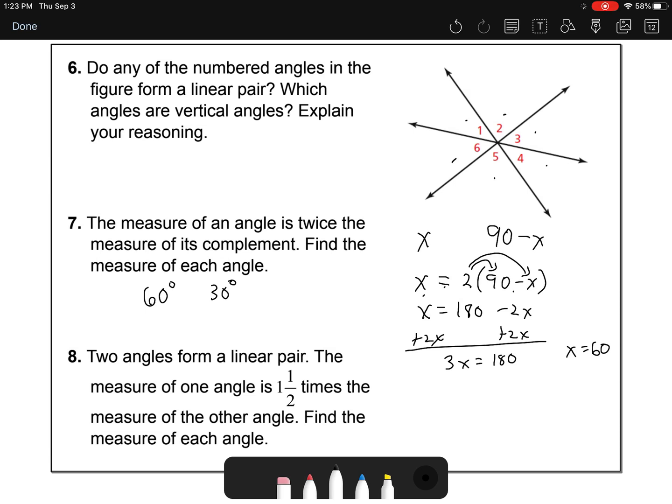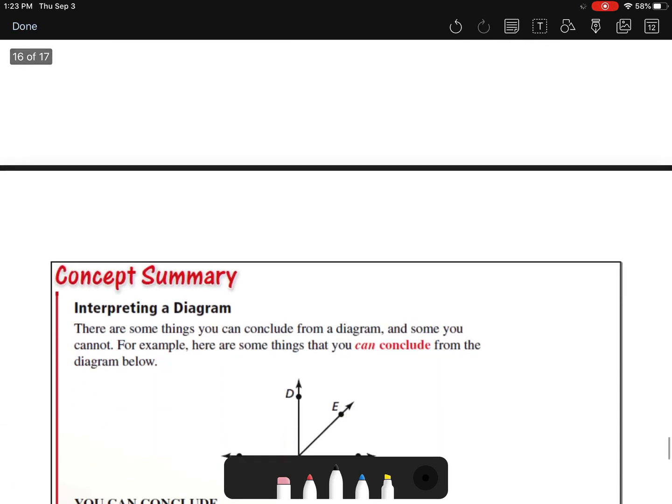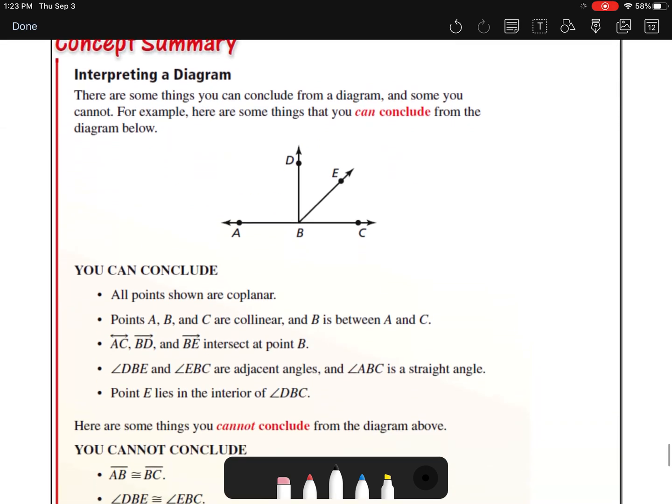Okay, two angles form a linear pair. Well, that'd be 180, wouldn't it? The measure of one angle is 1.5 times the measure of the other. So it stands to reason then that it's simply x plus 1.5x. So that's 2.5x divided by 2.5. Not sure what that is. 72. So one angle is 72. The other would be 180 minus that, which is 108, because it has to add up to 180.